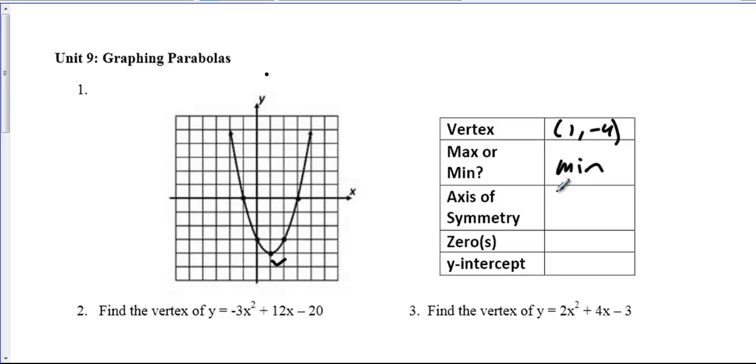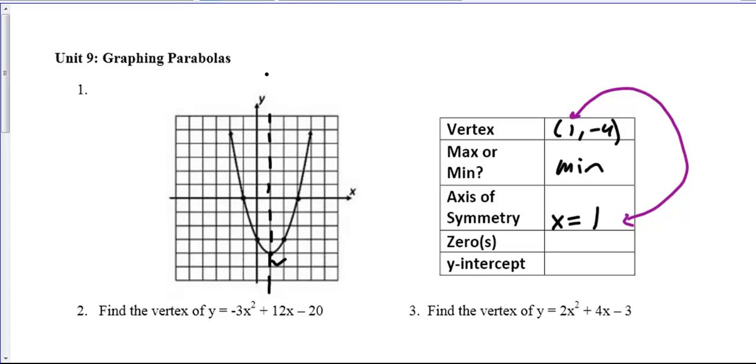The axis of symmetry is the invisible line that cuts our parabola in half. It runs right through the vertex. It's a vertical line, therefore it has an equation of x equals. In this case it's passing through 1, so it's x equals 1. Remember, we said when we did this that these two things are related. They're the same thing: the x value of the vertex and the axis of symmetry.